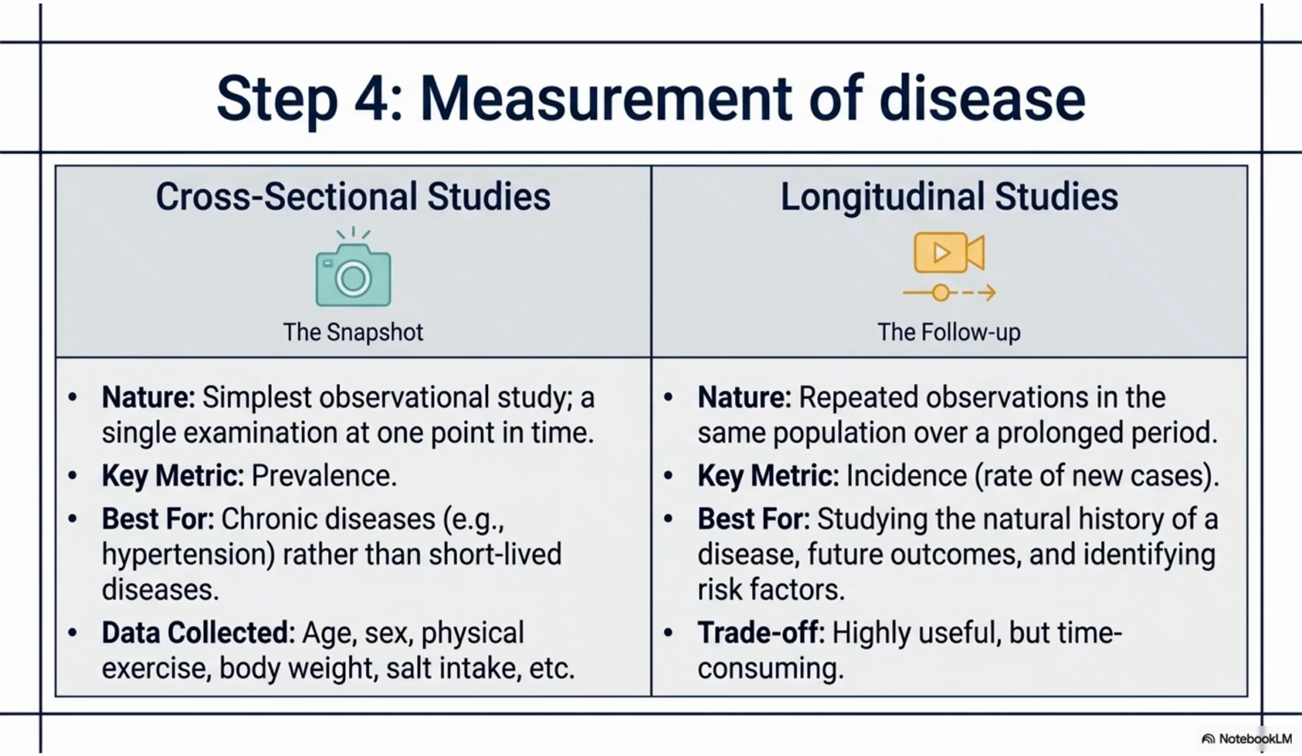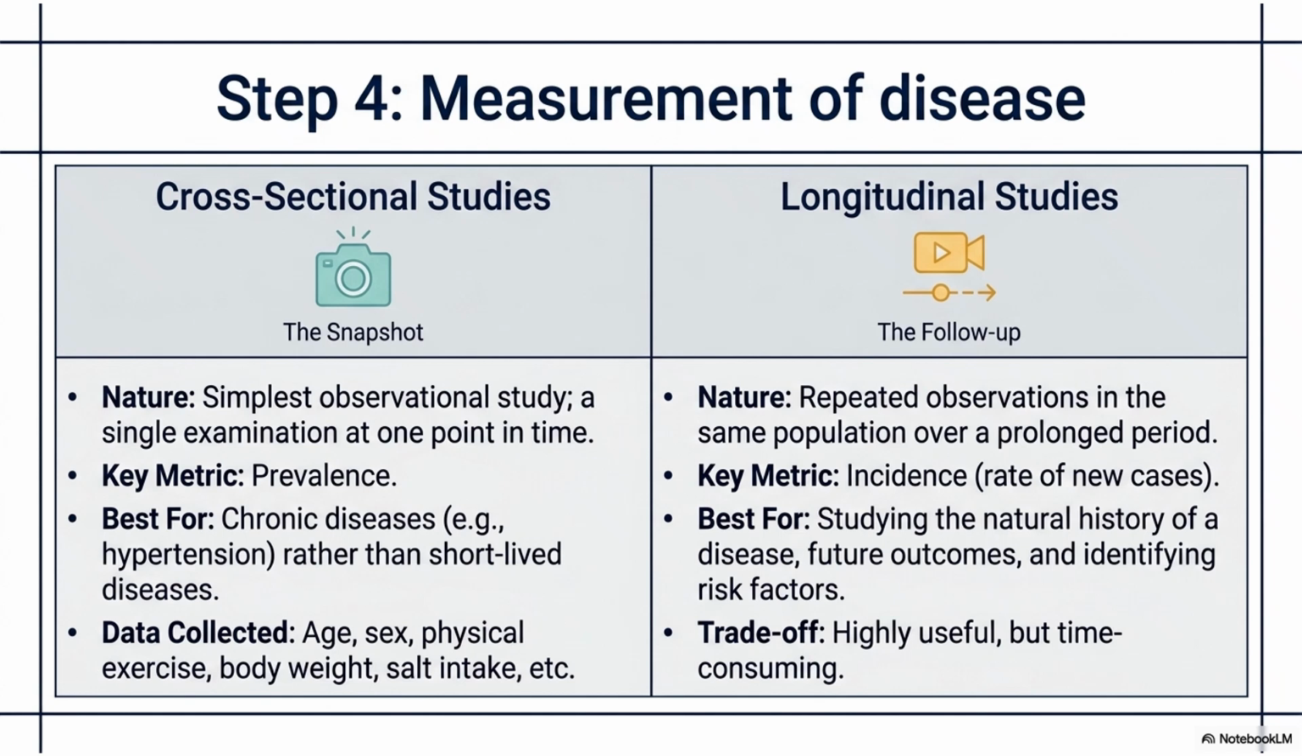And now we will see step 4. Step 4 is measurement of the disease. In measurement of the disease, there will be cross-sectional studies and longitudinal studies. If we do cross-sectional studies, we get prevalence, and if we do longitudinal studies, we see incidence. A cross-sectional study means a snapshot of the population under study.